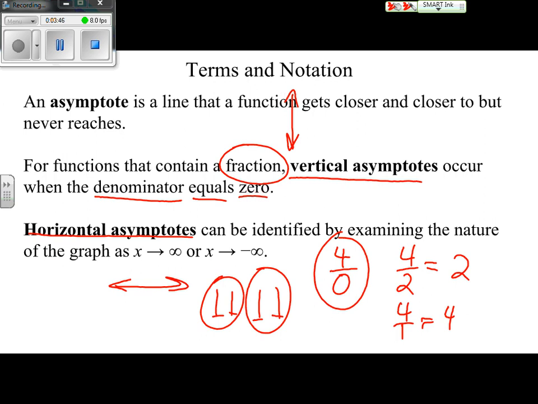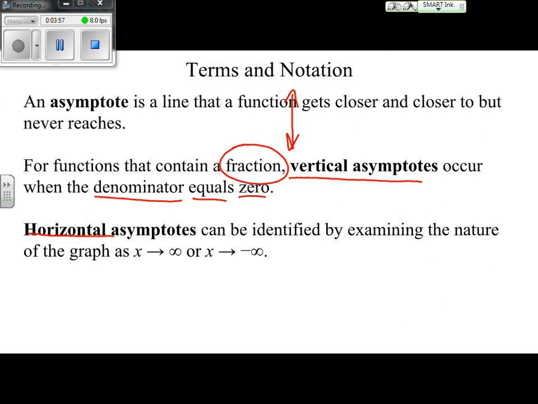Or if I chop it up, there'd be a whole bunch of groups. But I can't have 0 groups or 0 things in a group because I have 4 that I'm starting with. So you can't divide by 0. So when you have a function with a fraction, we can find a vertical asymptote where our denominator equals 0.